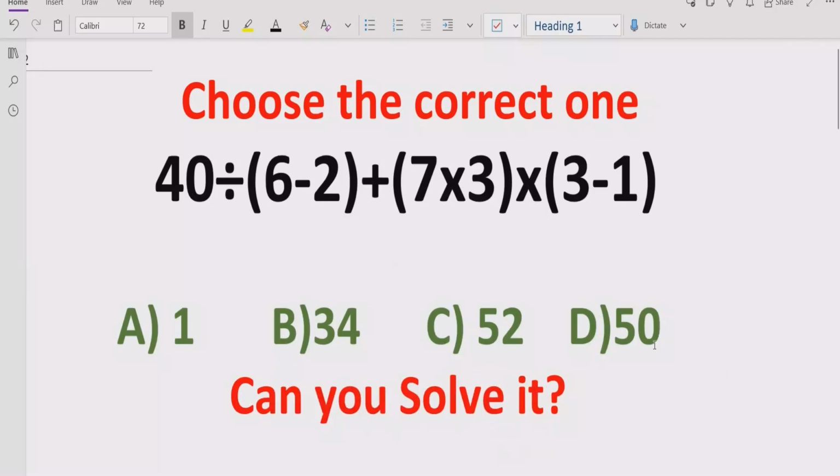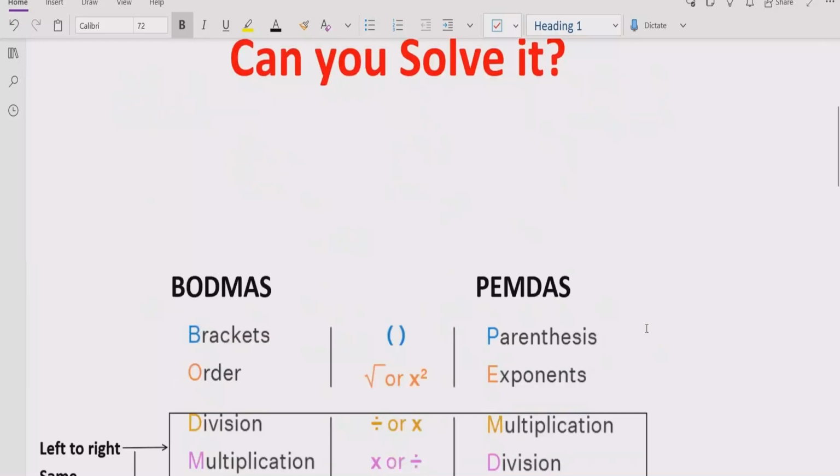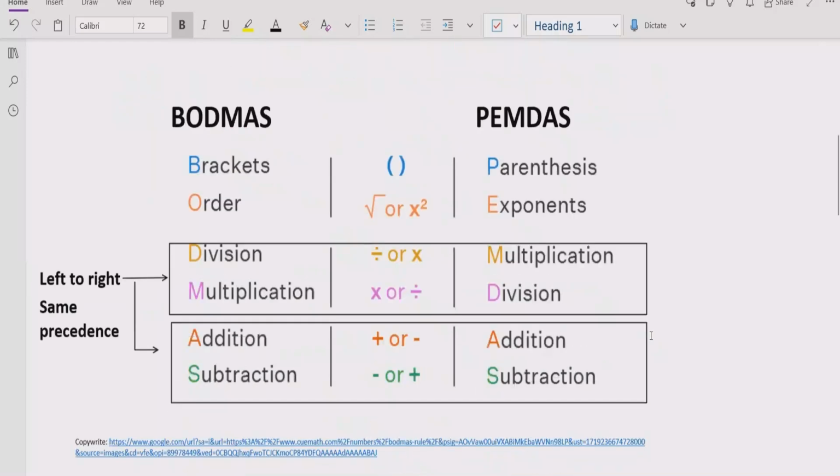Now, let's move towards the rules which we will follow to solve the given expression. As you can see on the screen, here we have two types of rules which we can use to solve the given expression. These rules are basically used in different regions, and now we have to see that using any of them, you can get the correct answer.